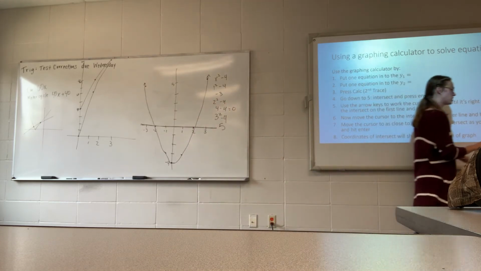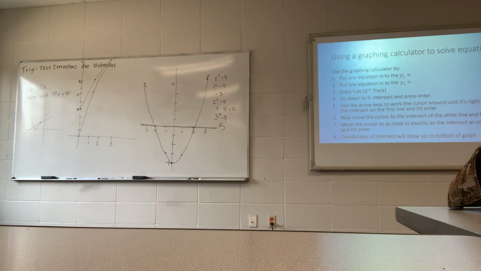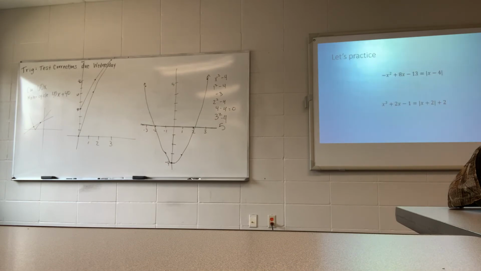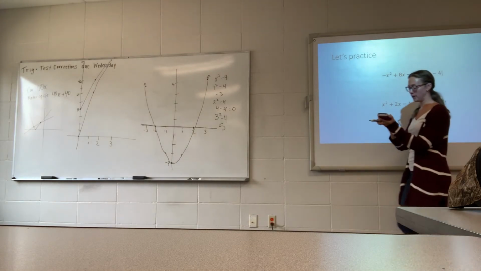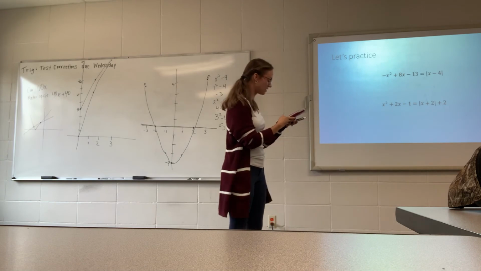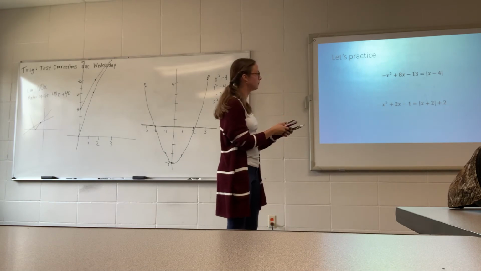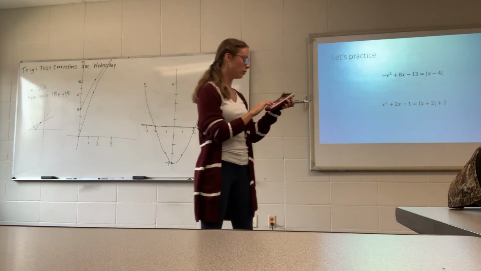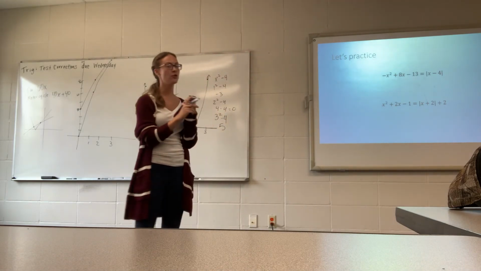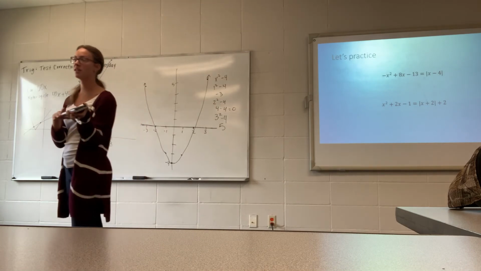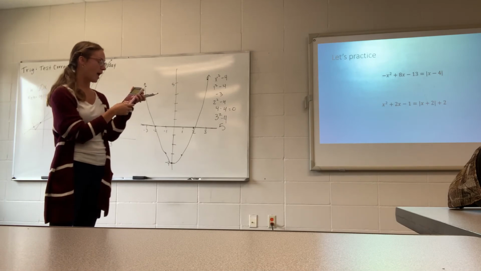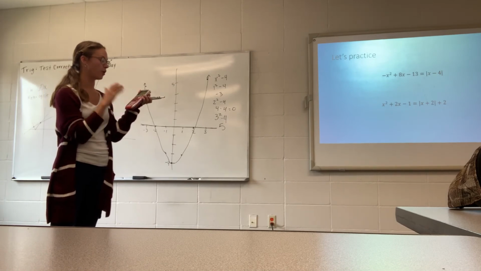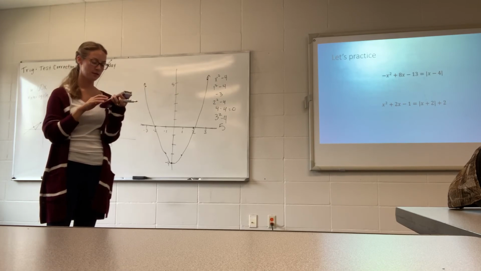I'm going to give you the equations to put in your Y1 and your Y2. So turn your graphing calculator on and go to your Y equals. We're going to do this example first. In your Y1, type negative x squared plus 8x minus 13. And then in your Y2, type absolute value of x minus 4. Remember, to get the absolute value signs, go math, then over to number, then abs, and then x minus 4 inside the absolute value. Okay?